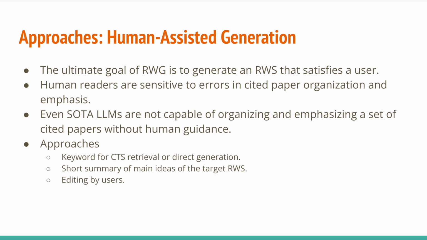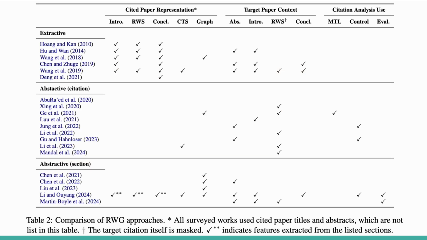There are some approaches, such as using keywords for cited text span retrieval or direct generation, or using a short summary of main ideas of the target related work section to guide the generation. Alternatively, users are allowed to edit the output related work section. Table 2 compares different related work generation approaches.